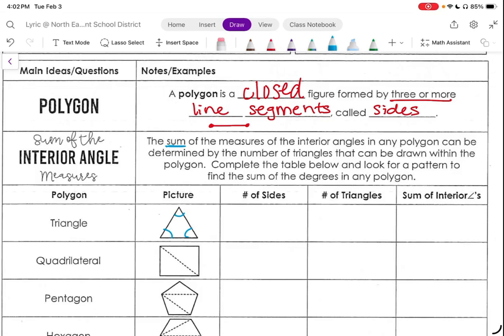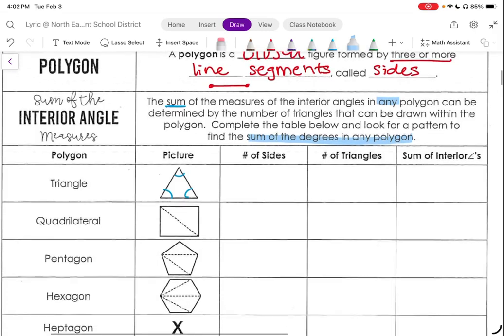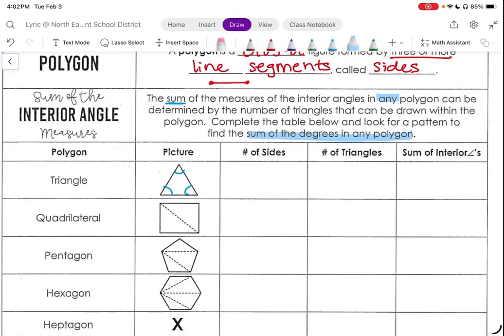So the sum of the measures of the interior angles in any polygon can be determined by the number of triangles that can be drawn within the polygon. Complete the table below and look for a pattern to find the sum of the degrees in any polygon. All right. And this is determined by the number of triangles that can be drawn within the polygon. So how many triangles can we draw?